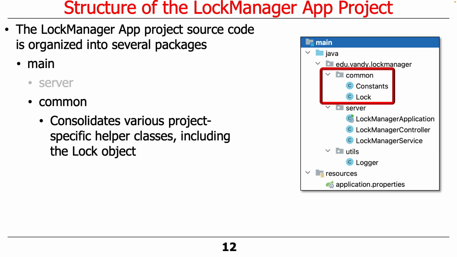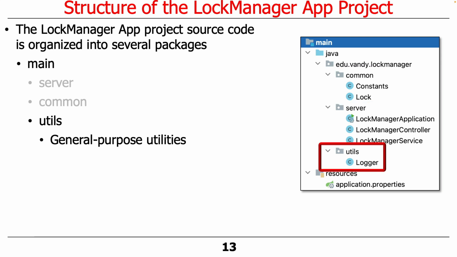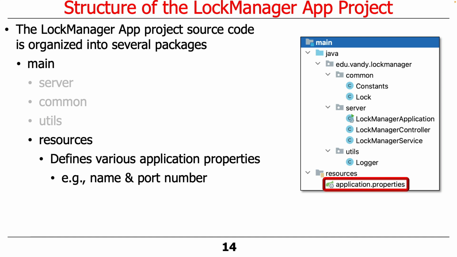The common folder contains various project-specific helper classes, most importantly the lock class, and we'll talk about that. There's also a LockManager that's there as well. And then utilities have a general purpose logger utility. And then we have some resources that are used to give the name and the port number for the microservice that we're using.